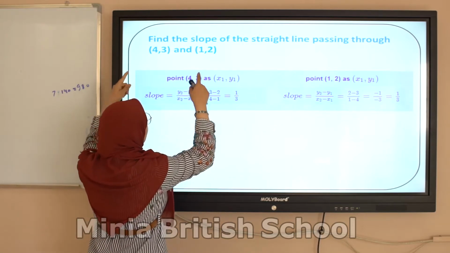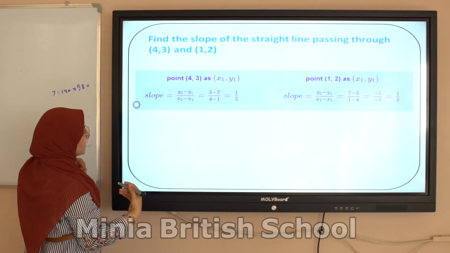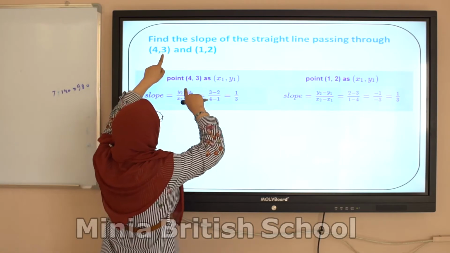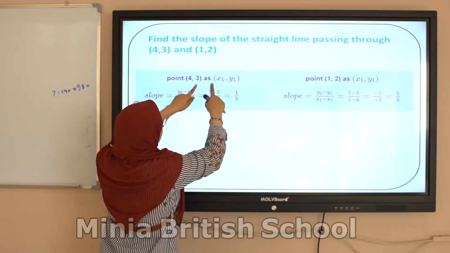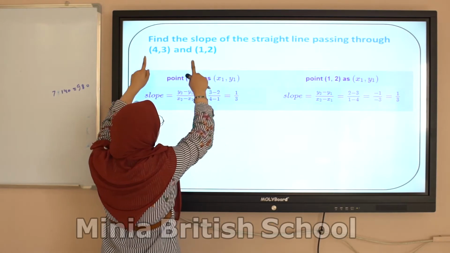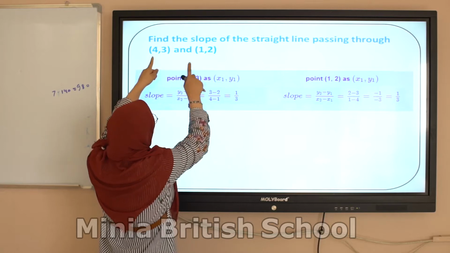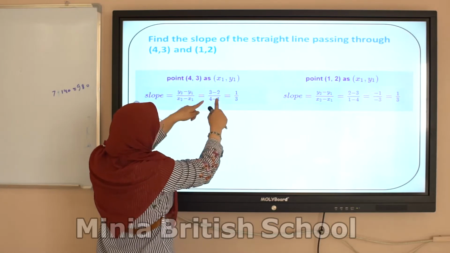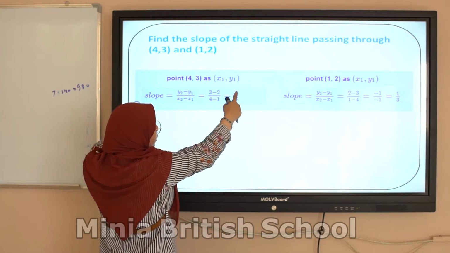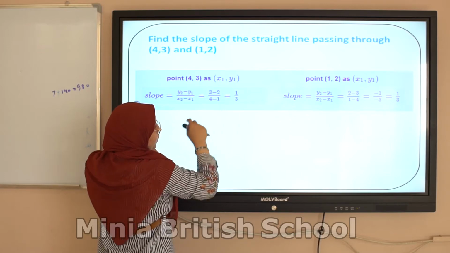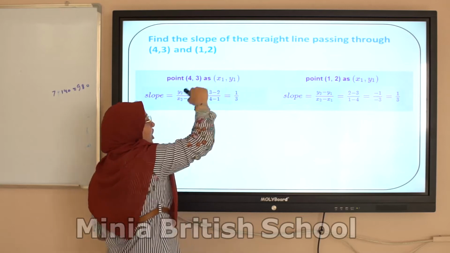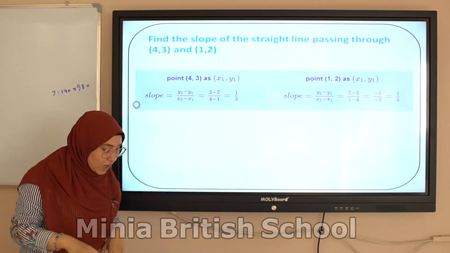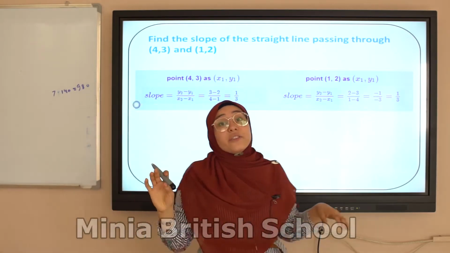Where is here y2? y1, y2, okay? 3 minus 2, and the difference between x coordinates, 4 minus 1. So 3 minus 2 equals 1 and 4 minus 1 equals 3. So the slope equals what? Equals a third.